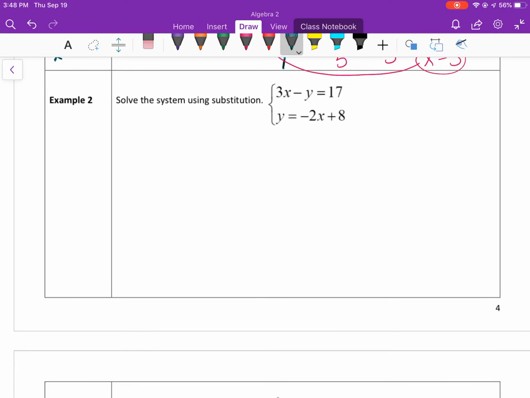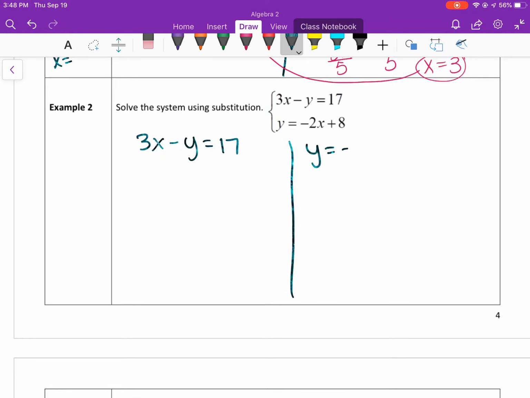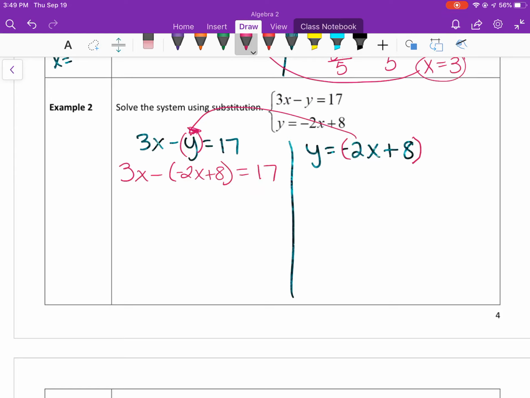Okay, let's look at example 2. So I like to set it up horizontally. So I put the first equation on the left, the second equation on the right, and I have y equals, so y is isolated. So I'm going to take what y equals and replace the y in this equation. So that'll be 3x minus, I want to keep my parentheses, then plug in for y, so negative 2x plus 8, and then that was 17. And now I'm going to finish solving.